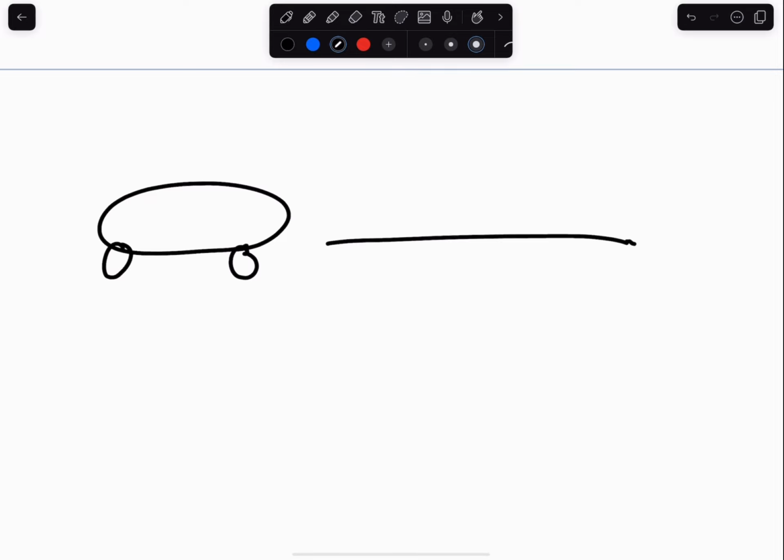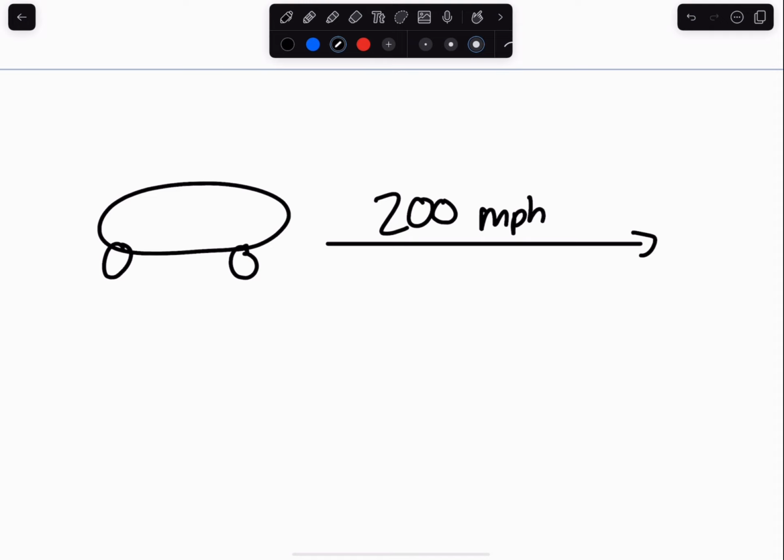Now that the bases have been set for acceleration, let's try a couple examples that will hopefully drive home how this funky kinematics concept actually works. Let's say that the Batmobile is driving at 200 miles per hour in a straight line for 1 minute.